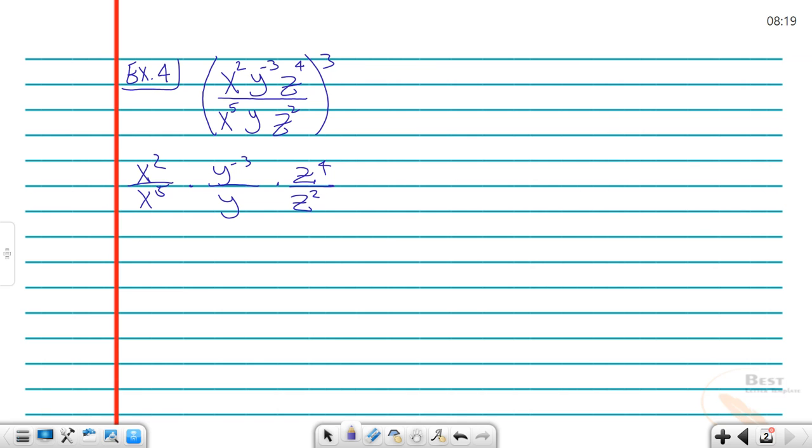What rule do we have when we have division with the same base? We have our quotient rule, which means we're going to subtract. So yes, this is a lot in here, but I can simplify that by using my quotient rule. Because if I have my quotient rule here, that's just going to be x to the 2 minus 5. We're subtracting that.